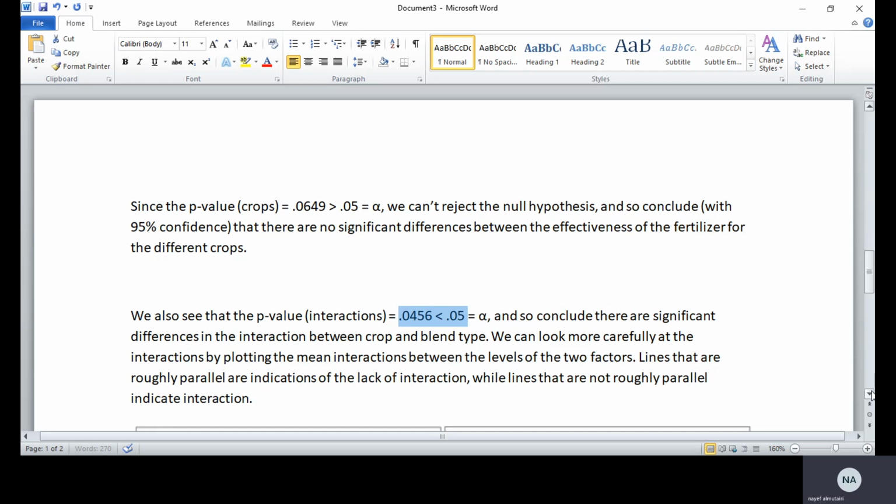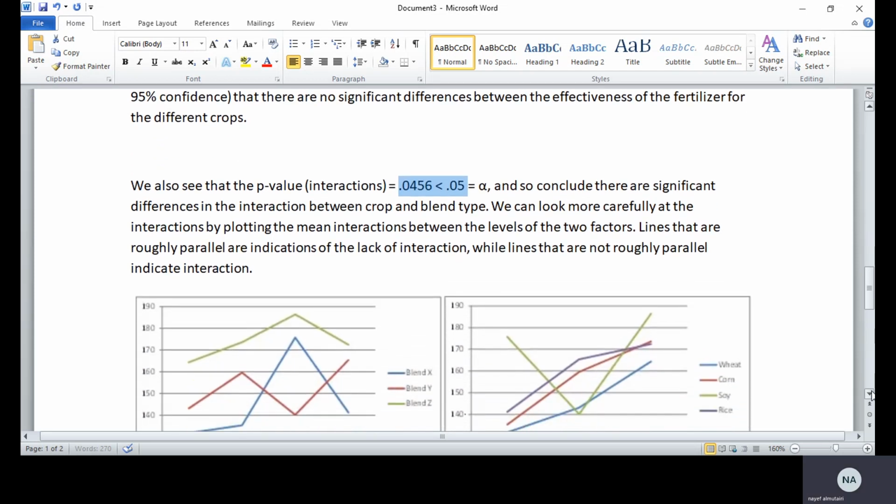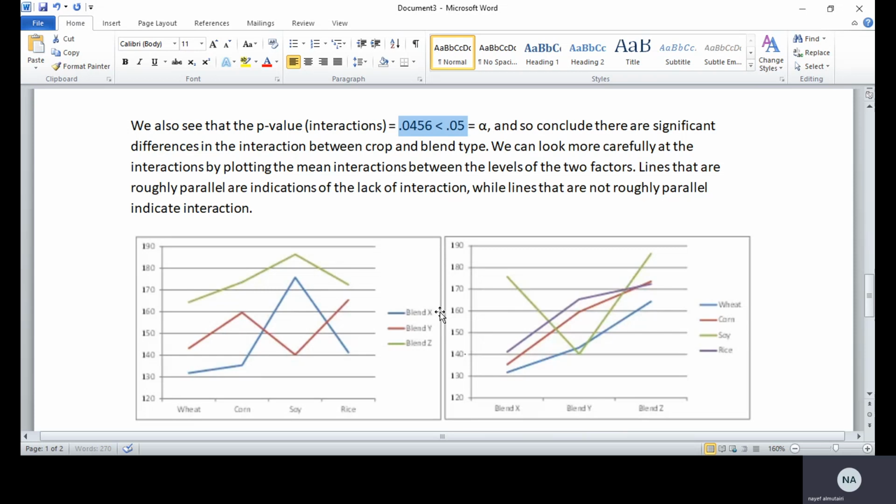You can see the lines. This is an extra plot. You can see here that there is a trend. Anything that's parallel, you can see there's no interaction. But when you see things going up and then down, this is an interaction. So what are we going to do? Lines that are roughly parallel are indicators of lack of interaction, while lines that are not roughly parallel indicate interaction.